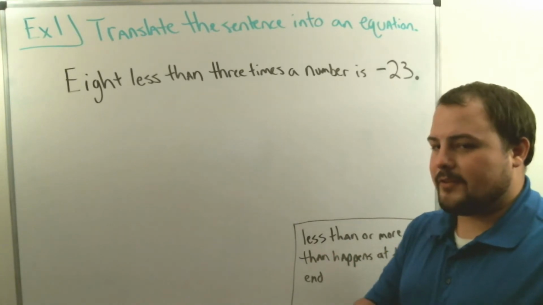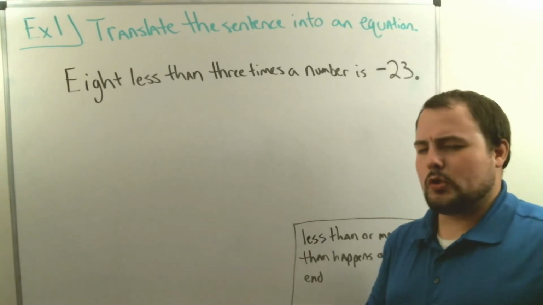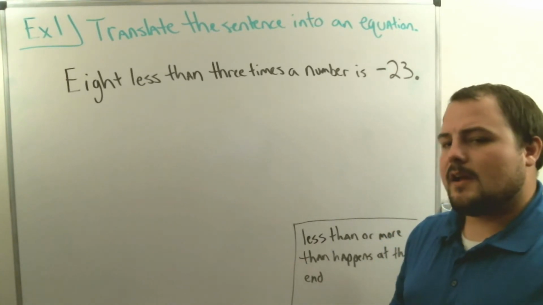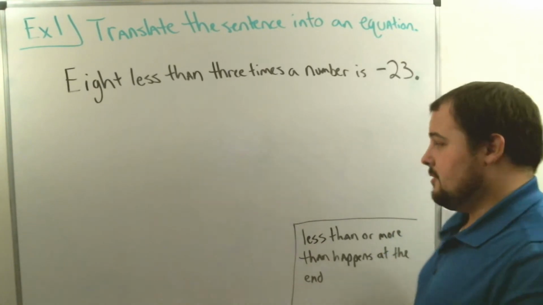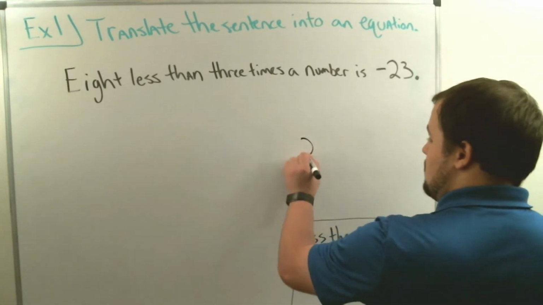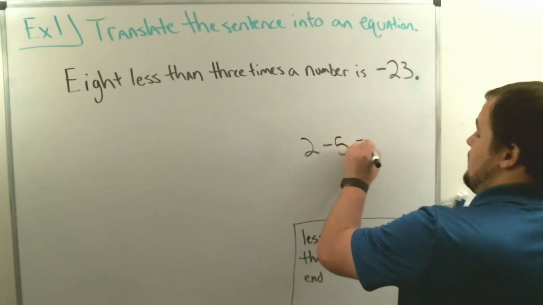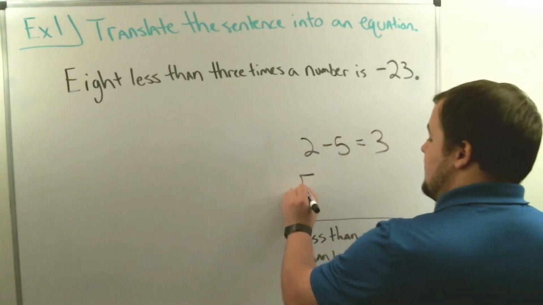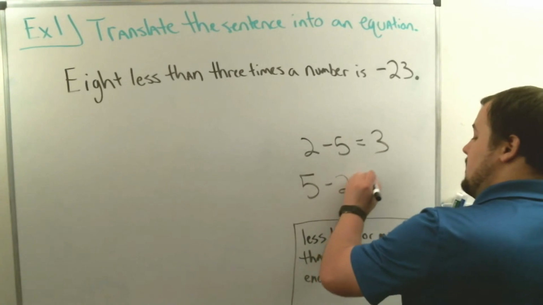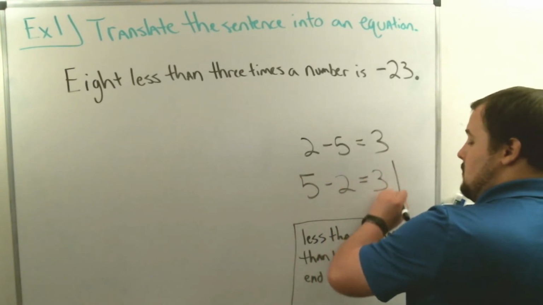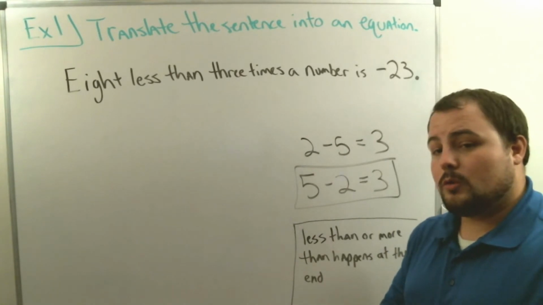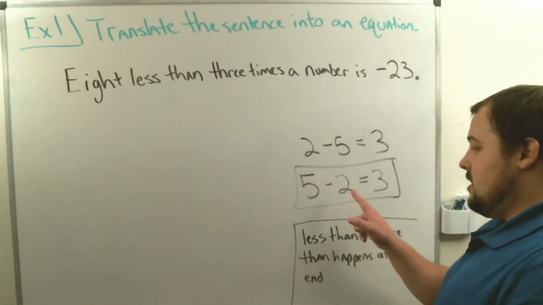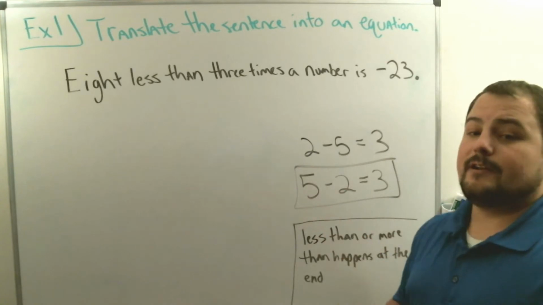An example of how this works: if I said, what's 2 less than 5? A lot of you are probably thinking that 2 less than 5 is 3. And that's absolutely correct. But you didn't do 2 minus 5 to get 3. You did 5 minus 2 to get 3. This one is actually the correct statement. If you had 2 less than 5, you're taking 2 away from 5.